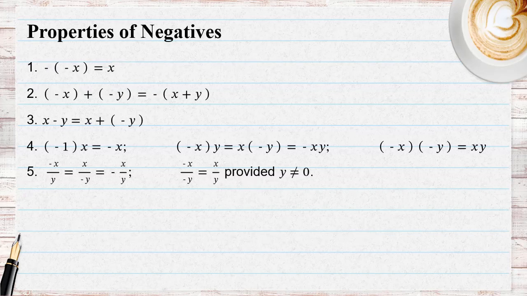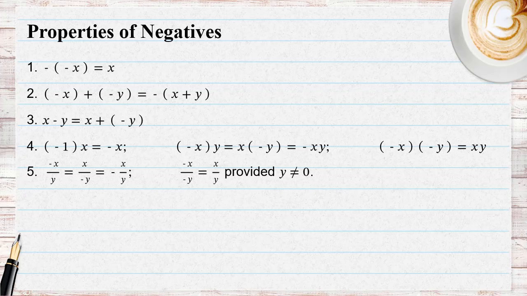Properties of negatives. Negative times negative x is equal to positive x. Negative x plus negative y is equal to the negative times the quantity x plus y. X minus y is also equal to x plus negative y.